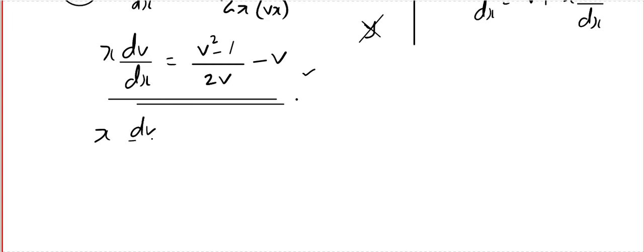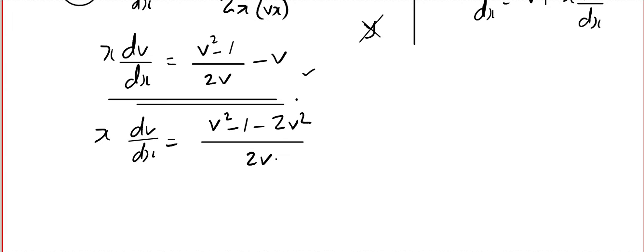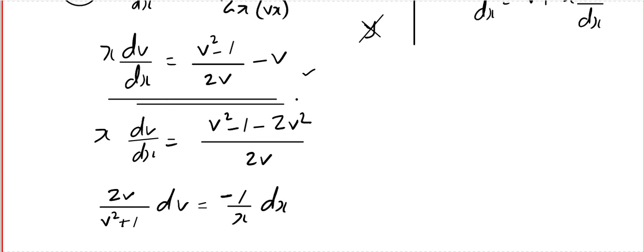So x into dv by dx, you can take LCM, so it will be v square minus 1 minus 2v square by 2v. So simplifying this, we get 2v by v square plus 1 dv is equal to 1 by x dx, and there is a negative. Okay, I'll explain. So tell me what will happen to the numerator. The numerator will become minus v square minus 1. So it took minus common, and that is that negative here, and I made it variable separable.